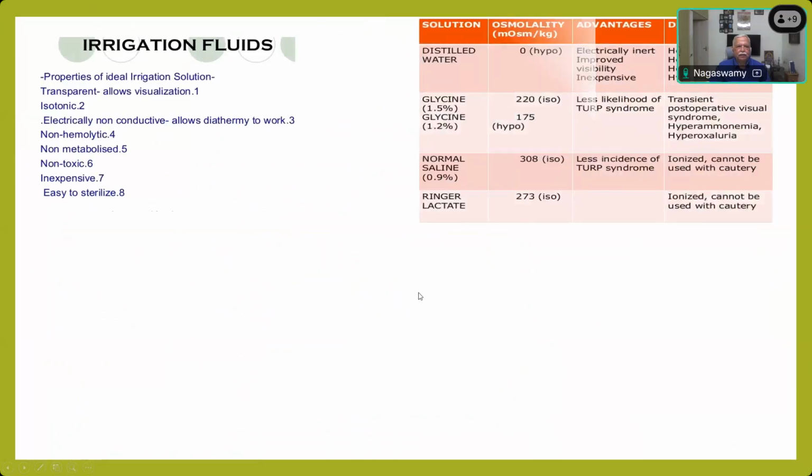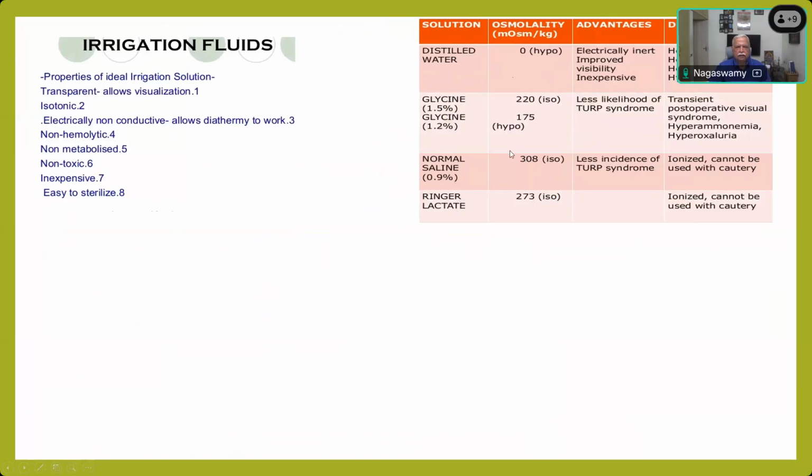So the types of irrigating fluid, this is a common question in the exam. You have to know the characteristics. Earlier, they used to use only distilled water because this will not conduct the electricity or current away, so visibility used to be good. Then later on, glycine 1.5%, normal saline, and Ringer's lactate, all of these have been used.